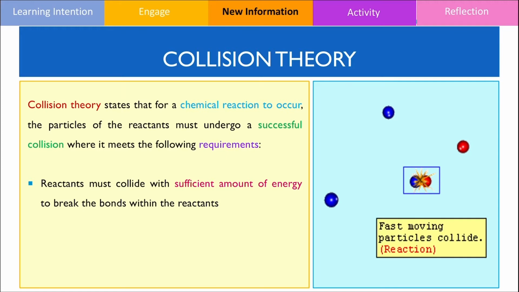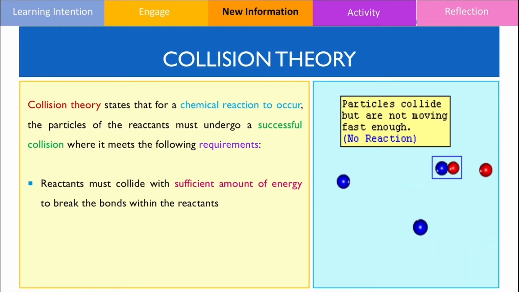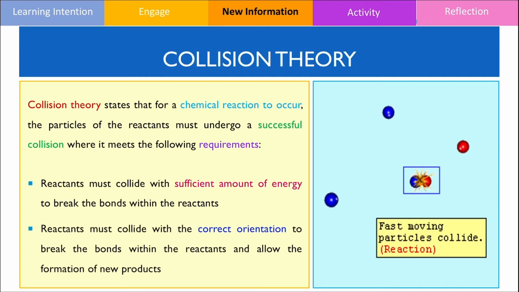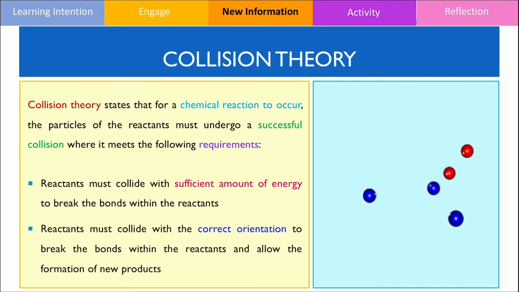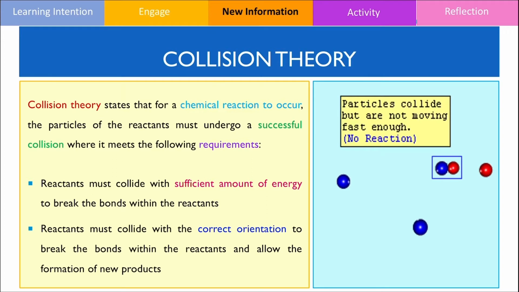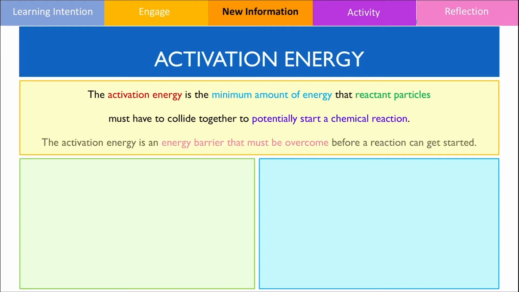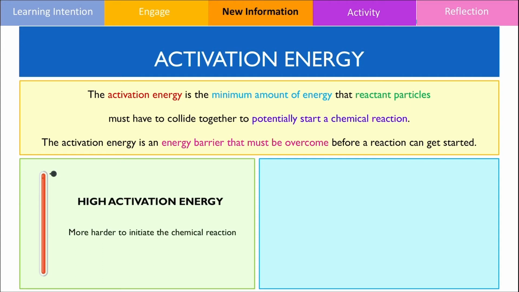Another requirement is that reactants need to collide with the correct orientation, meaning they need to be facing a certain direction for the reaction to occur as well. We define the minimum amount of energy that reactant particles must possess to commence the chemical reaction as the activation energy. You can think of the activation energy as an energy barrier or a threshold that must be overcome for the reaction to proceed. If a reaction has a high activation energy, it is harder to initiate the chemical reaction.